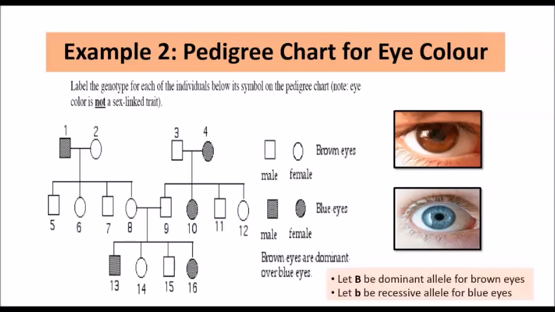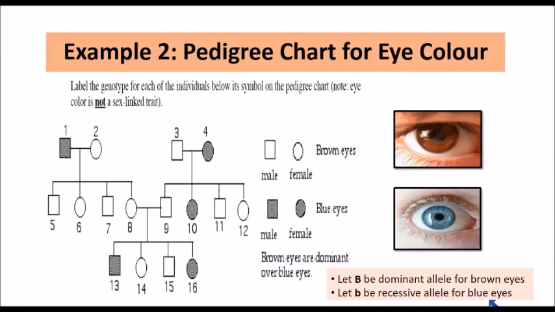So once again, we're going to have the letter B representing the alleles. So capital B. You can choose any letter you want to. I just decided to use B again. So we're going to have capital B representing the dominant allele for brown eyes. So based on the information given just now, brown eyes is dominant. And then the lowercase b would be the recessive allele for blue eyes.